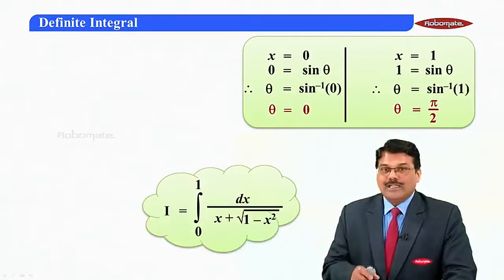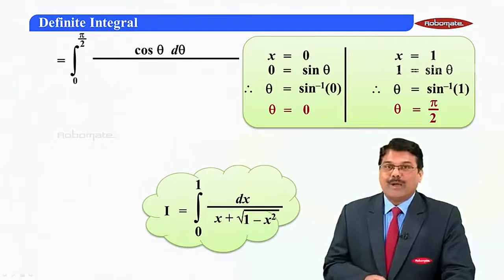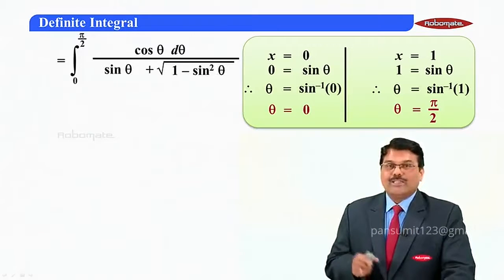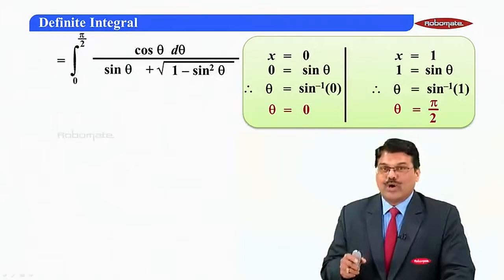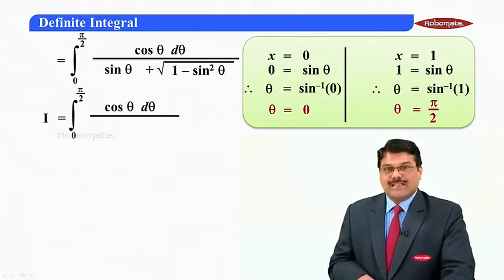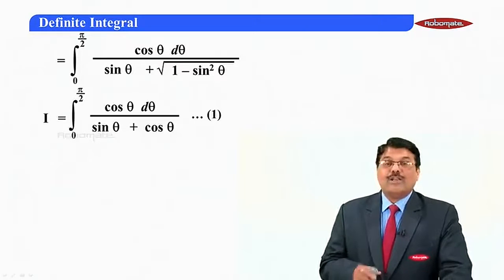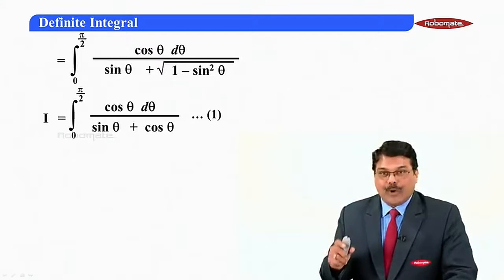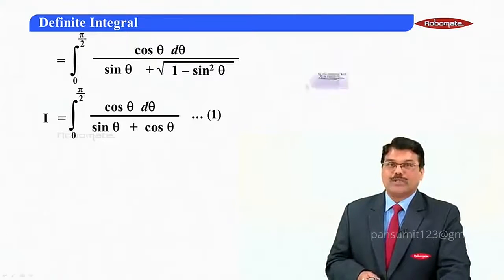And your original integration, earlier it goes from 0 to 1, right? But now here we will write it goes from 0 to pi by 2. Instead of dx, we will write cos theta d theta upon, instead of x, sine theta plus root of 1 minus x square. So we can write it root of 1 minus sine square theta. And we know very well, 1 minus sine square theta is cos square theta. So root of cos square theta will become cos theta. So the step becomes this way: integration goes from 0 to pi by 2 cos theta upon sine theta plus cos theta with respect to d theta. Let us give the expression 1 to that.